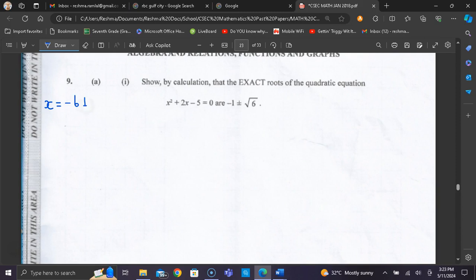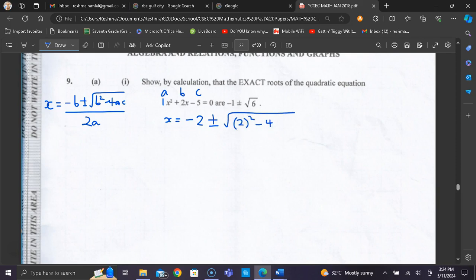x is equal to minus b plus or minus the square root of b squared minus 4ac all over 2a. So let's substitute. a in this case is 1, b is 2, and c is -5. So let's find the roots. So x will be -b, so -2, plus or minus the square root of b squared minus 4 by a by c, all over 2 by a.